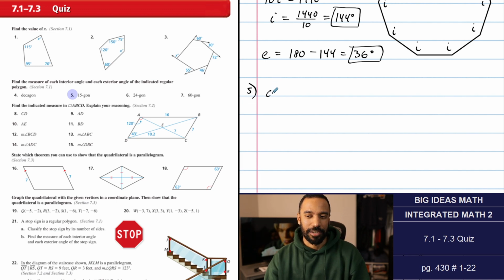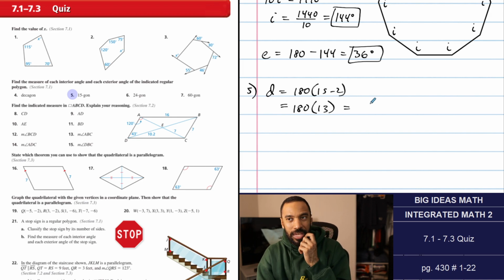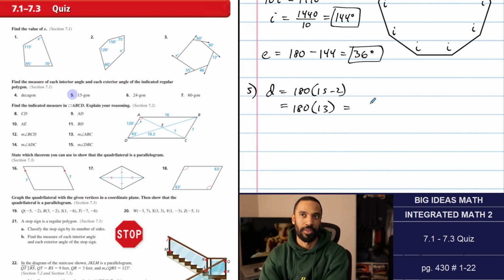All right, a 15-gon. The interior angle sum is 180 times 15 minus 2, or 180 times 13, which I don't know. 180 times 12, though, is... I don't know that either. 216. Is this 228?